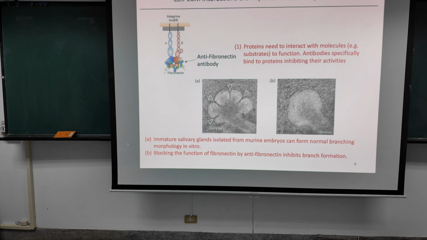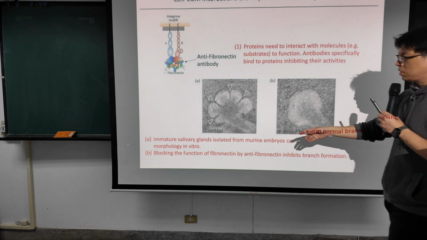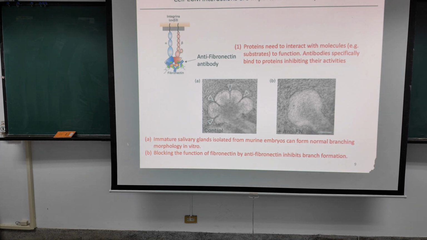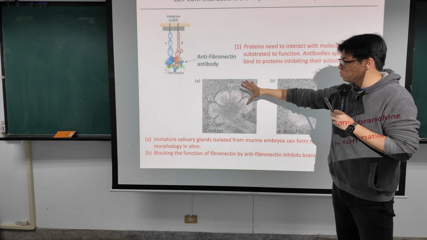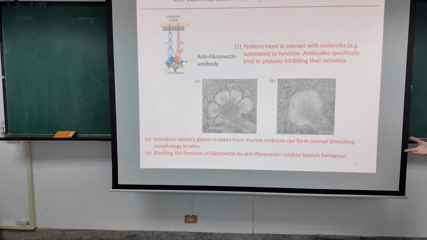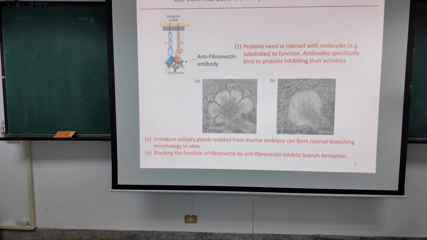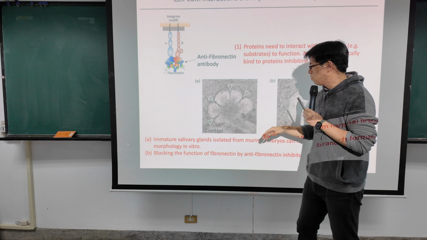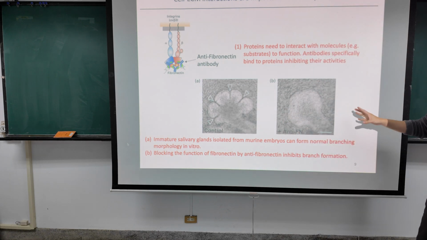And those cell-ECM interactions are important for development. This is one kind of in vitro system to show you the development process. You just culture salivary gland cells in fibronectin. Fibronectin is one kind of extracellular matrix protein. If you culture the salivary gland cells in fibronectin, they can form such a beautiful branch pattern. But if you block fibronectin function by incubation with an anti-fibronectin antibody, you cannot see such a normal branch pattern.